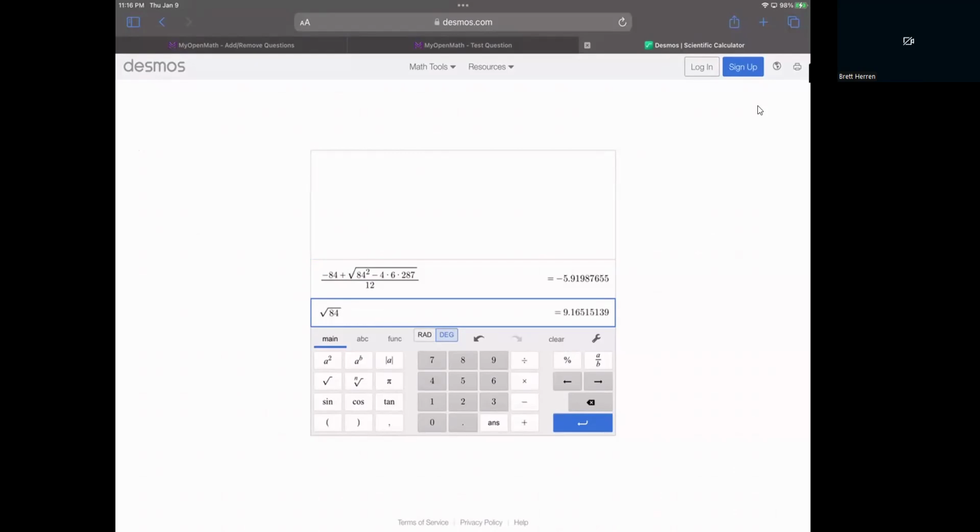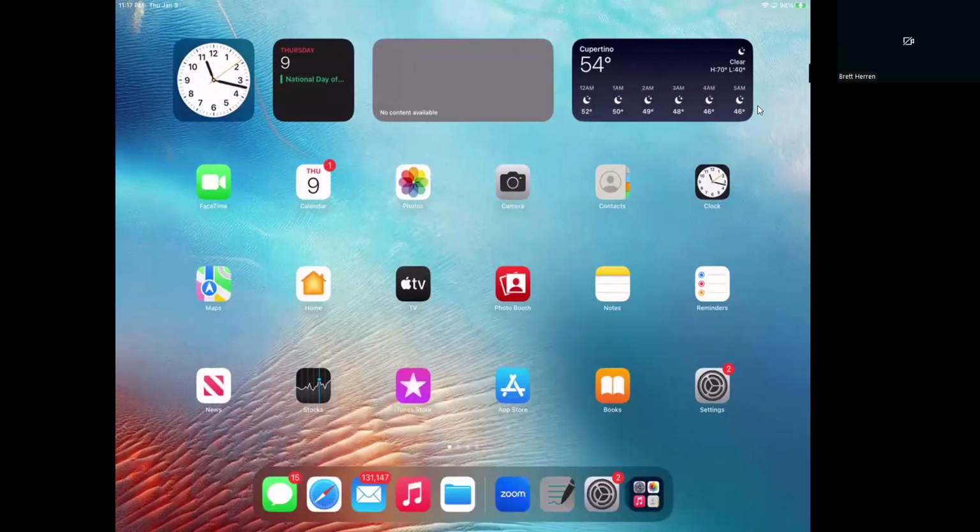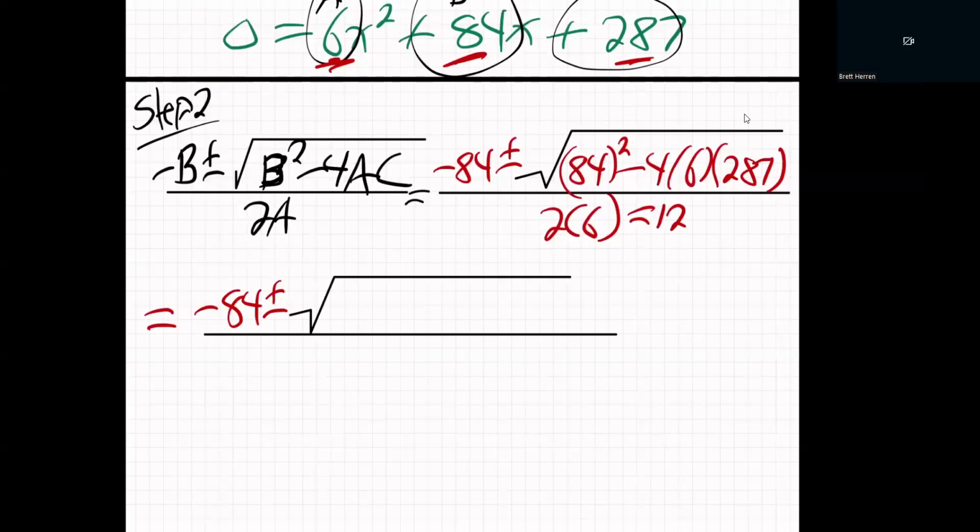Square root of 84 squared minus 4 times 6 times 287. No, I guess, yep, get rid of the square root. Just do what's inside there. Just do the 84 squared minus 4 times 6 times 287. Okay, so inside is 168. All right, let's go back. So this inside is 168. The bottom is 12.